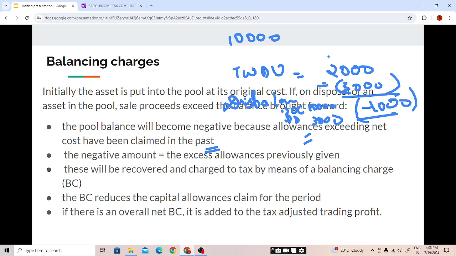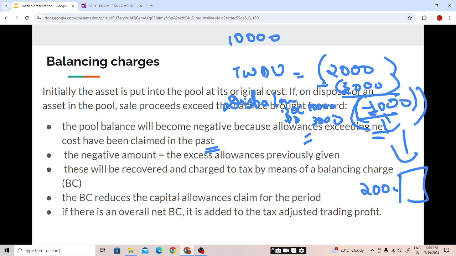We needed to claim only 2,000, but we have claimed 3,000 through disposal also. So the allowance which we have claimed exceeds the net cost. This minus figure means we have claimed more allowance exceeding the cost. So this negative figure will be an income, and in the allowance column it will reduce the allowance. Now the capital allowance was 2,000 in this year. This will reduce the allowance, and we can only claim 1,000 allowance.